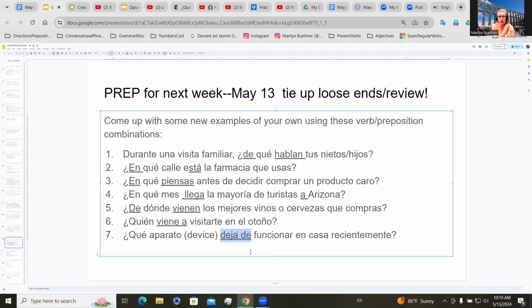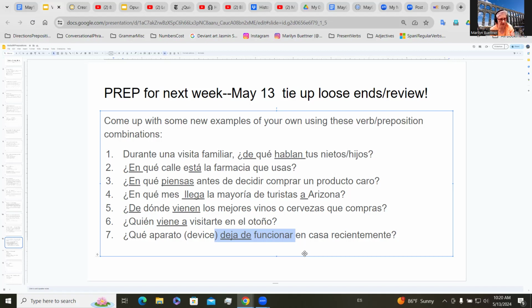And it's a good survival term to use, because somebody may tell you to stop doing something, like for your own safety. Stop walking. There's something in there. It's dangerous, right? So often you hear it paired up with an infinitive. And when we pair up the preposition de with dejar, it means to stop. See? ¿Qué aparato? What kind of gadget, device, mechanical thing? Any mechanical thing is often called aparato.